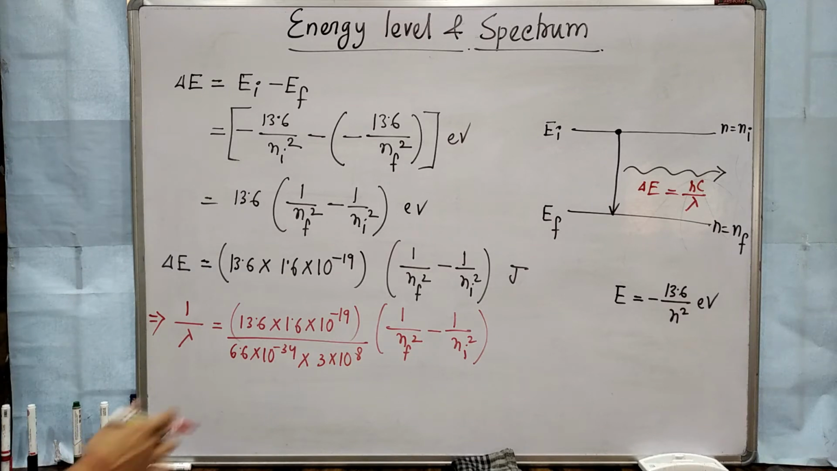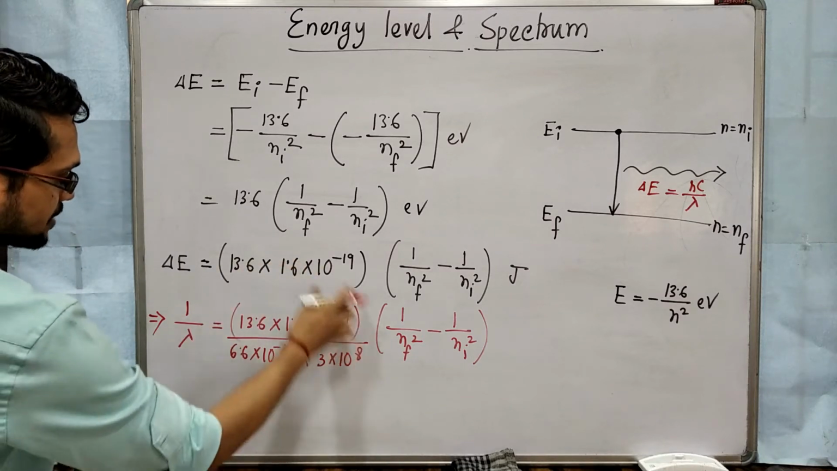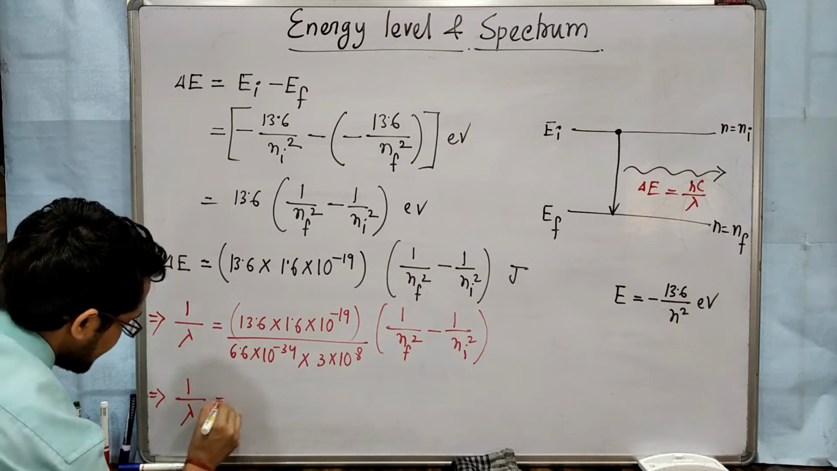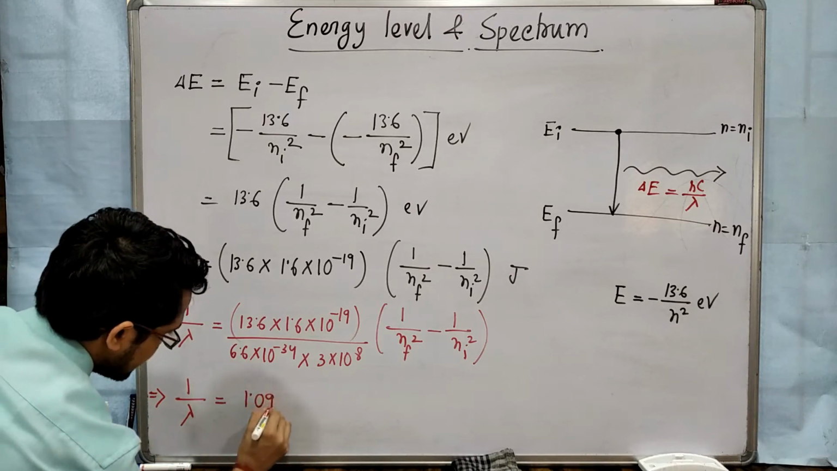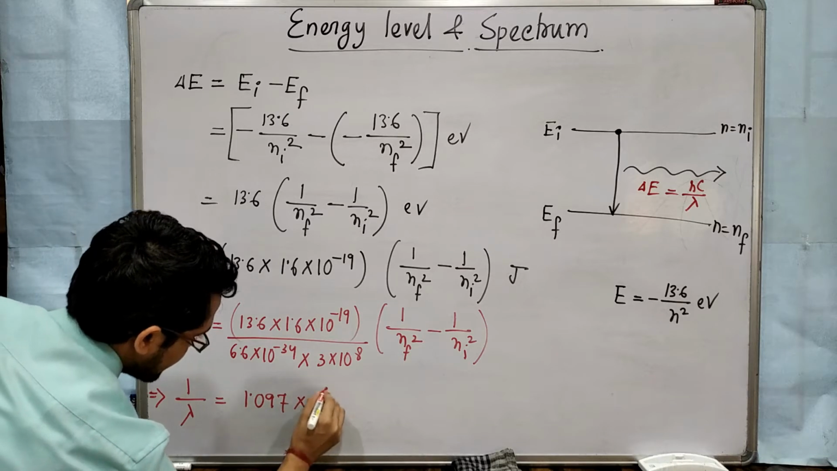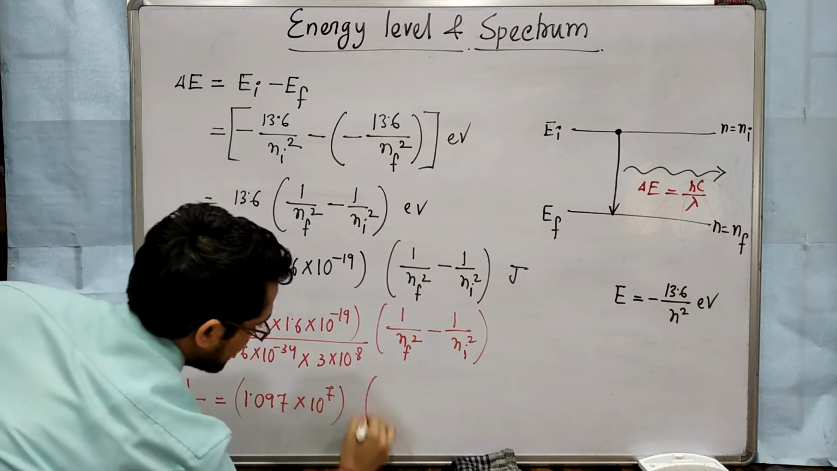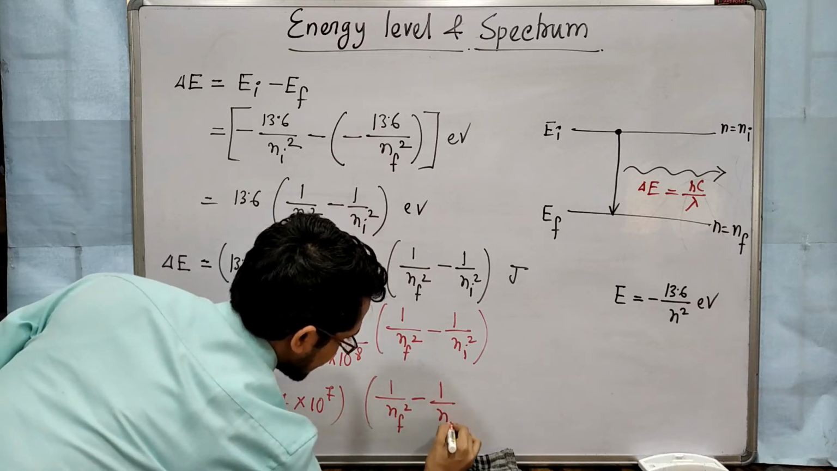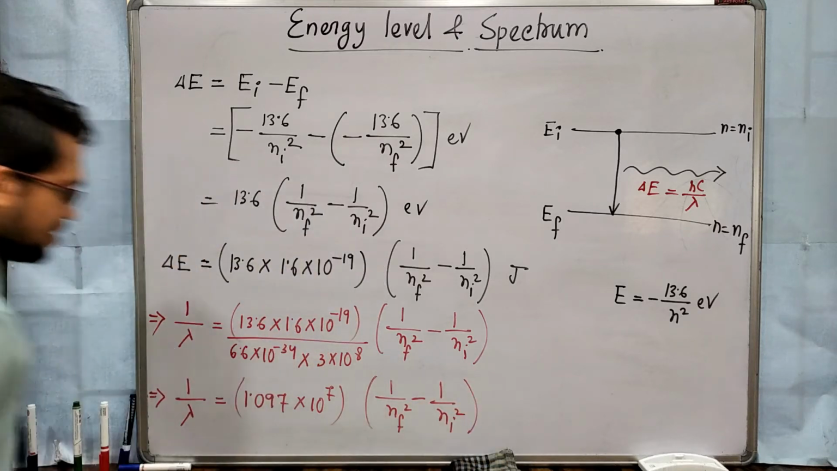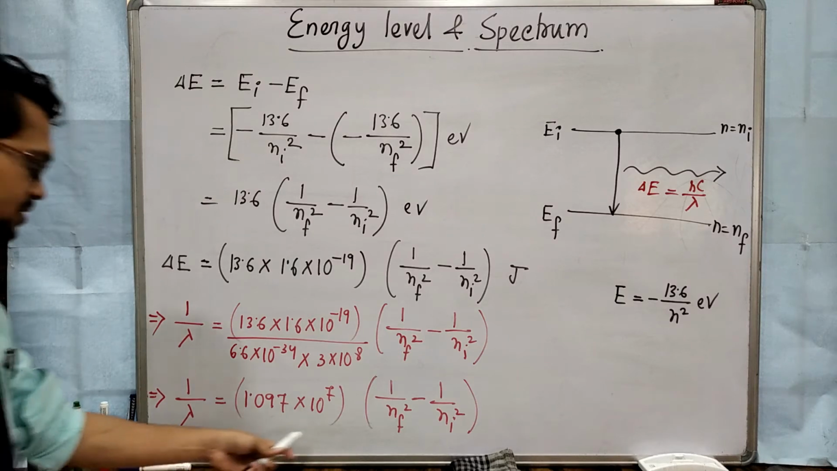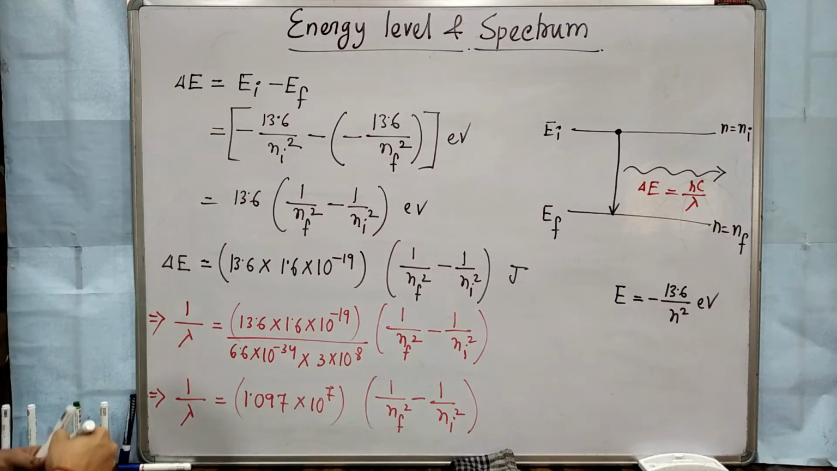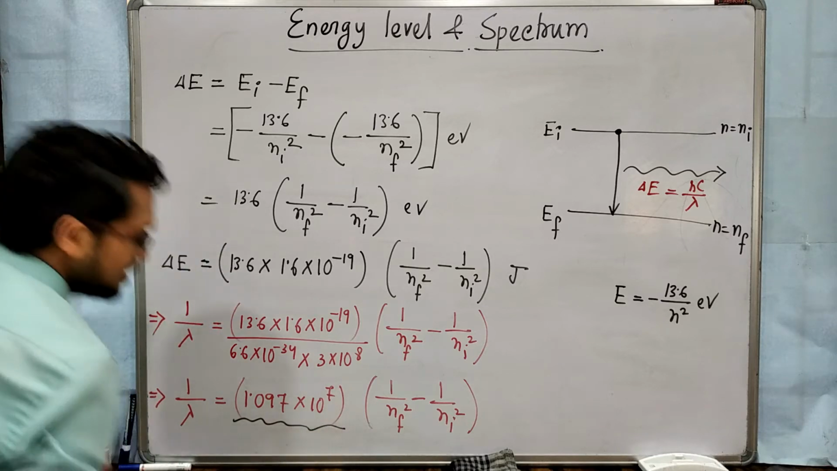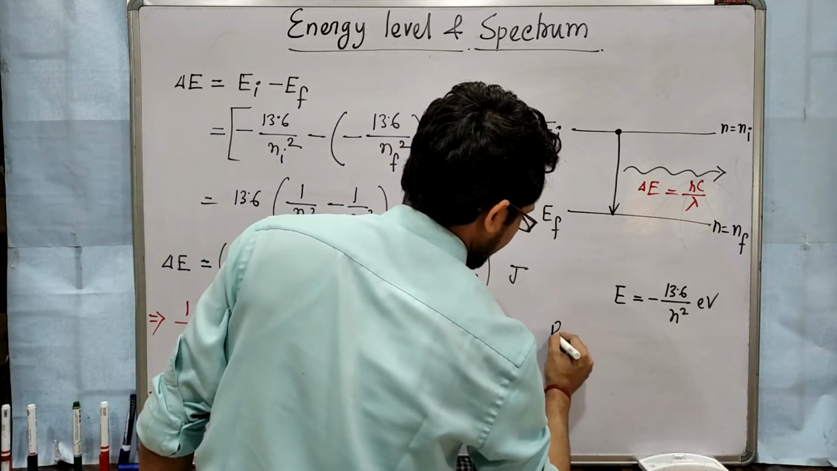If you calculate this quantity, you will get 1.097 into 10 to the power 7, into 1 by Nf square minus 1 by Ni square. This value is called the Rydberg constant.